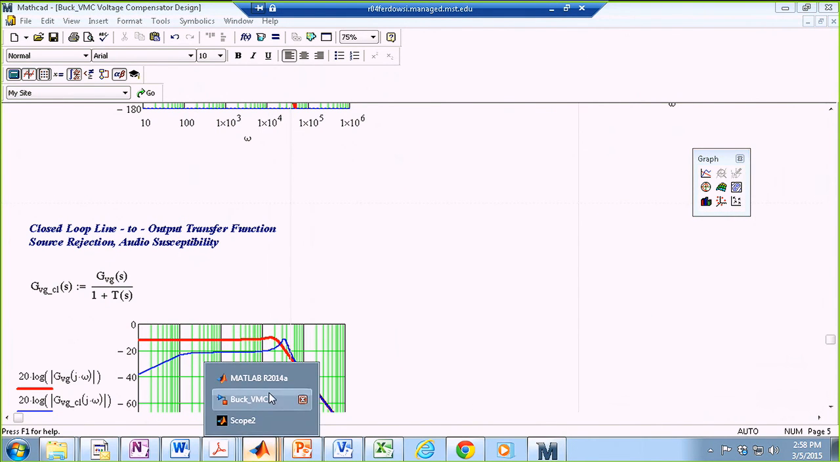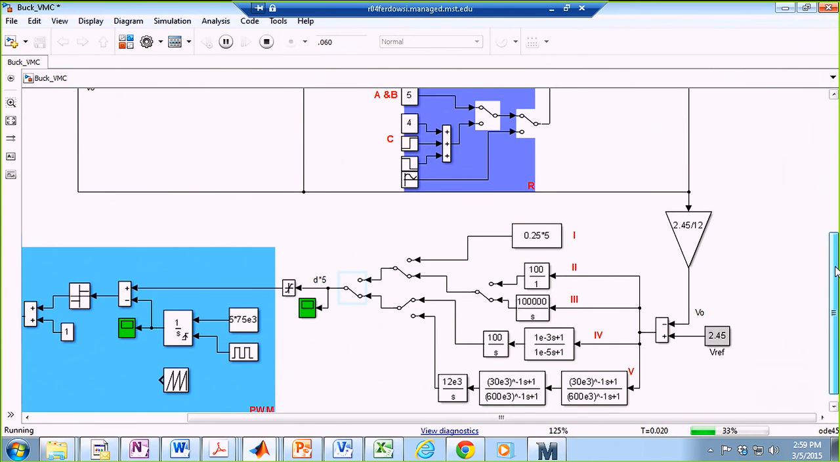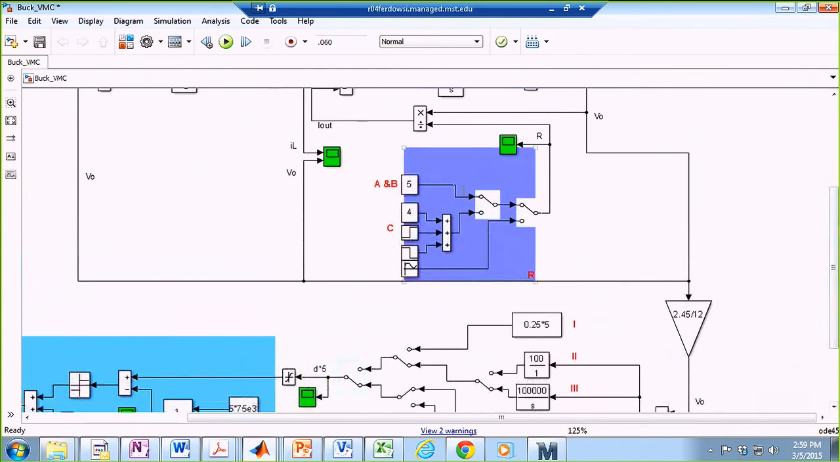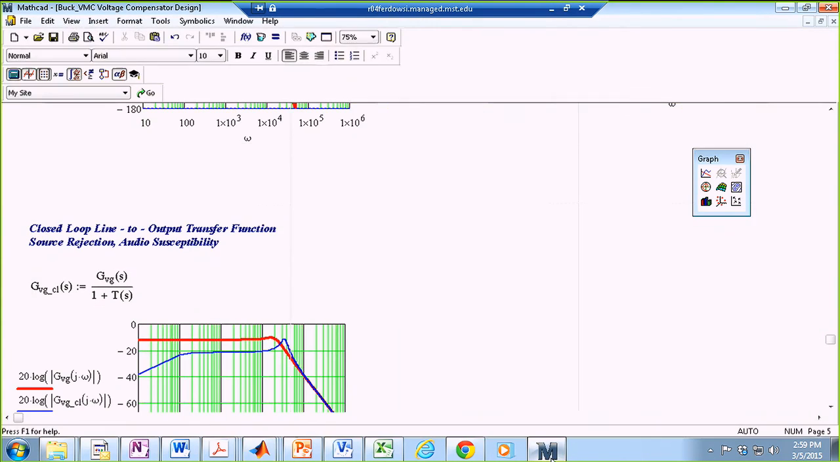Let's go back to this. Well, I think this is the one we just made, so let's just switch to this. Okay, so the system is not unstable anymore. I don't really see a significant improvement compared to the time that we only had something like 100 over S. And this closed loop transfer function is predicting that we are not adding a lot of extra attenuation over here.